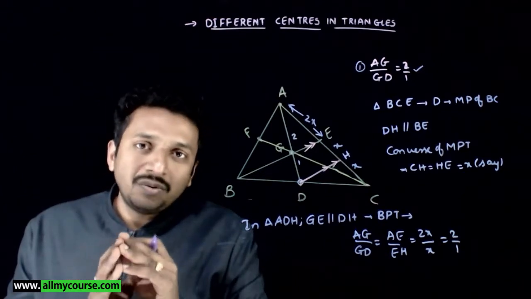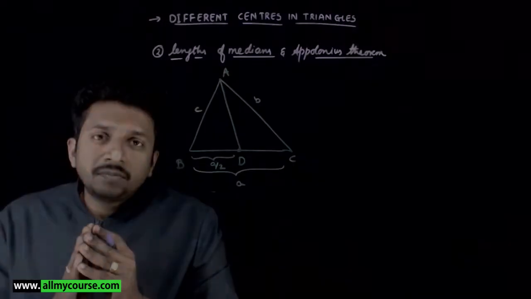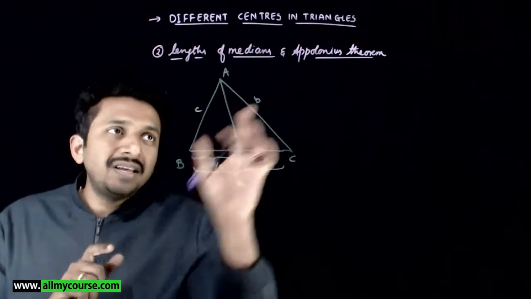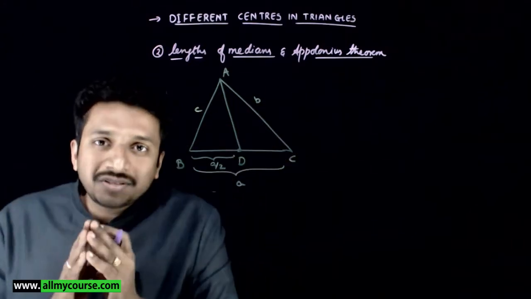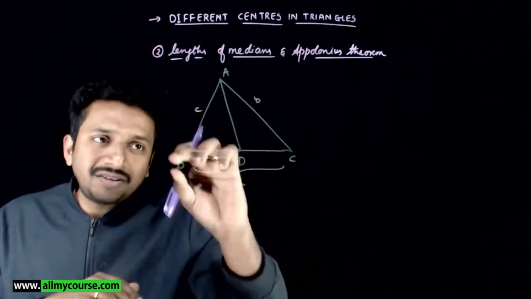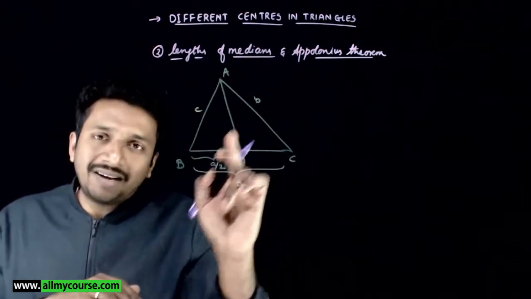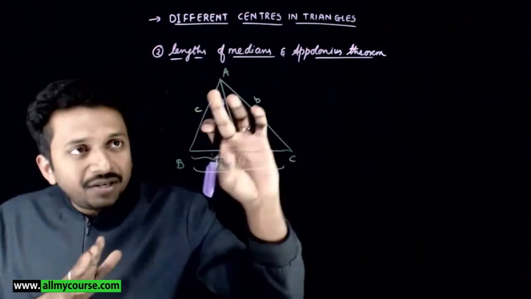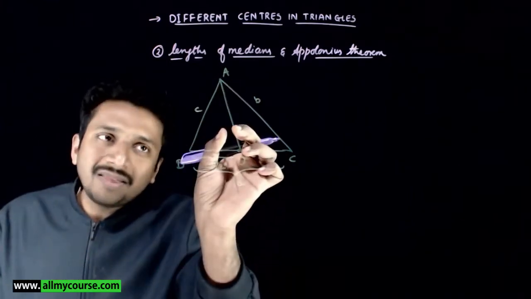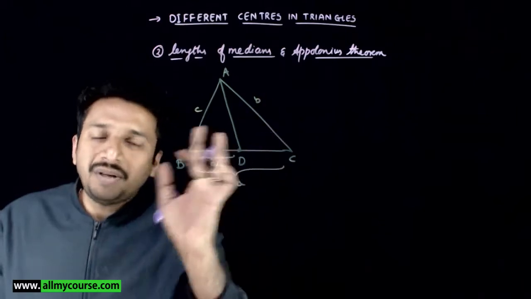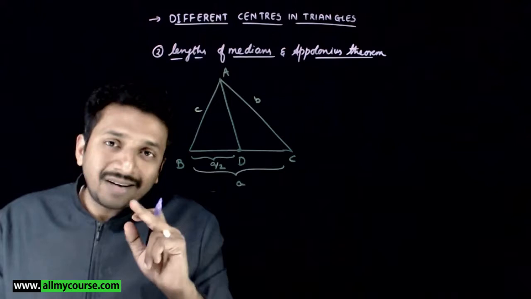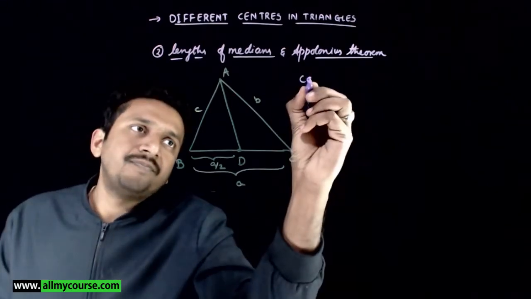Now let us go to the next property. In the next property, let us look at the lengths of the medians and a theorem called Apollonius theorem. So first, if I have the triangle ABC whose sides are a, b, c, and if I draw the median AD, can I find the length of this median in terms of a, b, c? That's the question. To do that, I'll try to use the cosine rule.